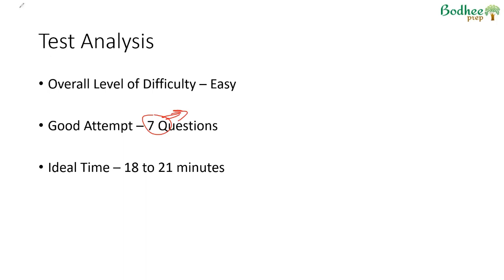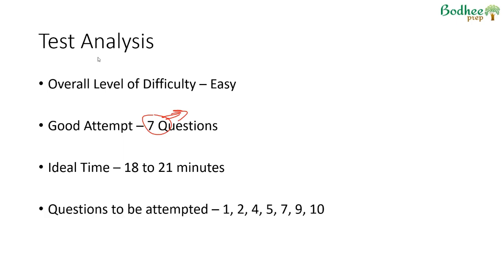Again, the basic requirement for these tests is that we've gone through the topics. If I have not done factorials, if I have not done base systems, I'll not be able to attempt these questions. Once the topics are done, that is when I'm saying 7 questions should have been attempted in this test. I would have gone with questions 1, 2, 4, 5, 7, 9, 10. Which are these?